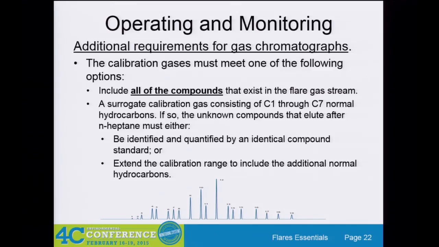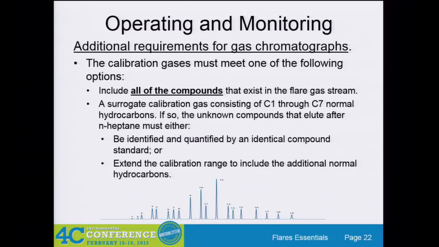But one of the things they said about the calibration gases is you must include all of the compounds. As a consultant, early on in my career, I got beat up: never use the word all, ever, because you'll always be wrong. That's the way it is. So why the EPA doesn't understand that, when you have to define all of the compounds? If you're at a refinery, you can have anything going down your flare header. It's just going to be everything.